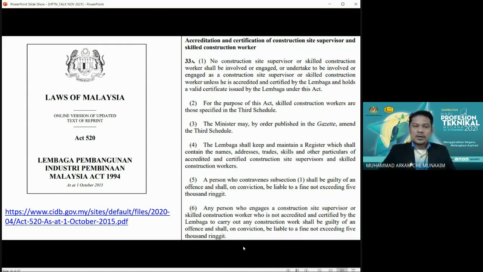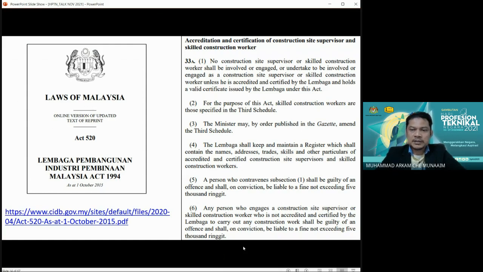So we understand now. By declaring or claiming ourselves as a site supervisor, we need to be registered, accredited, and certified by the board. Then only can we conduct our task as a construction site supervisor. Or else you become somebody else. I mean, the job scope is not for you. You cannot claim to be a supervisor. You can be someone else and go into the line of registering through the CIDB green card.